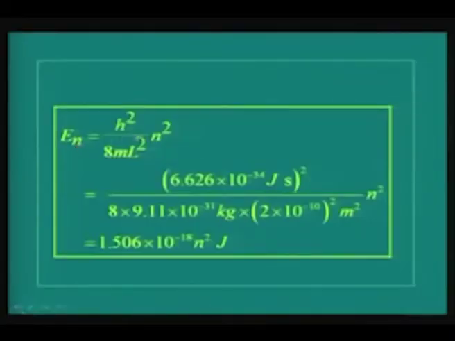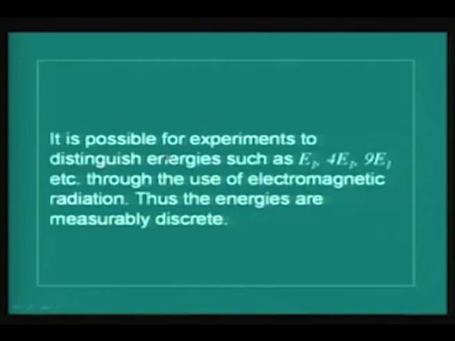With this energy for the electron in the atom, 1.506 times 10 raised to minus 18 joule, it is a measurable energy. It is possible to distinguish such energies. So E1, 4E1, 9E1, etc. can be easily separated, can be understood. You can see them through spectroscopic measurements.